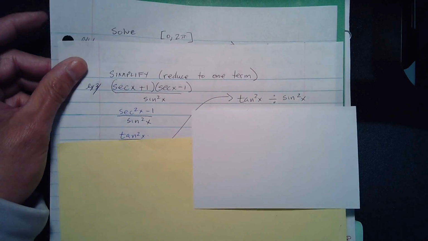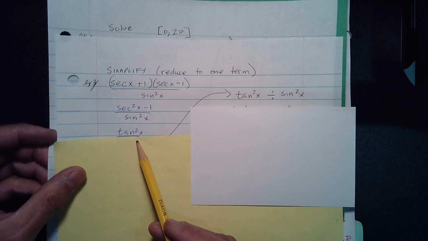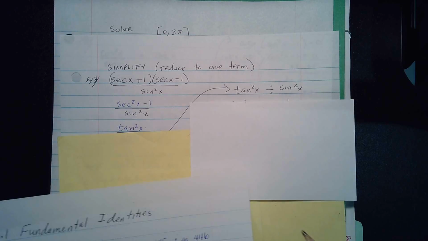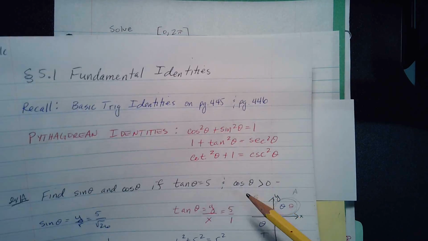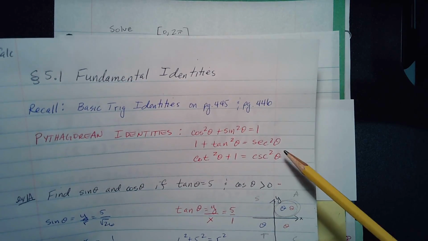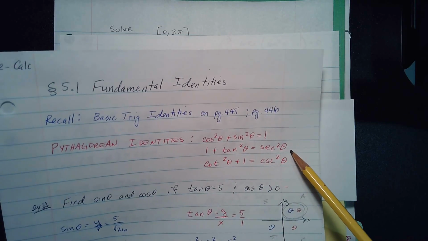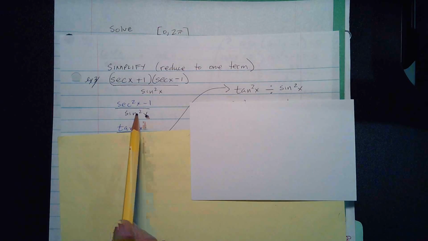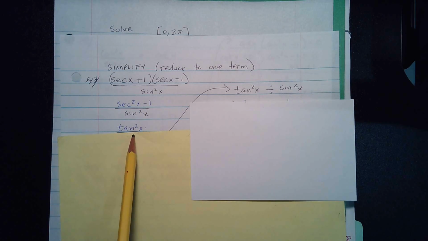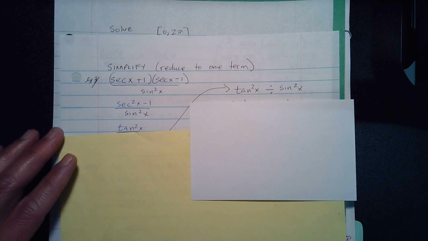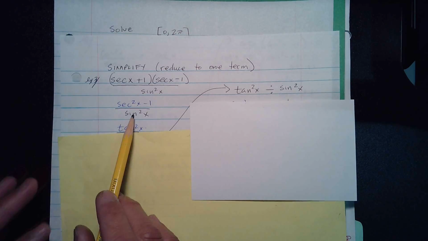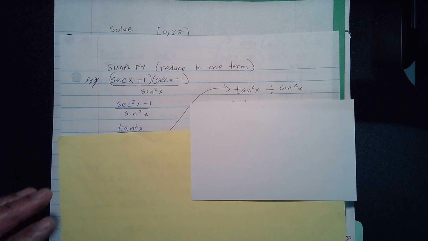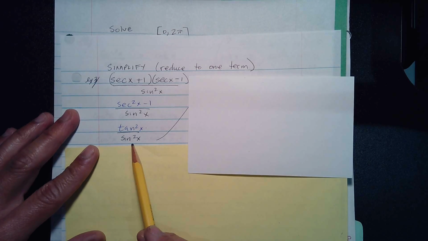Next, secant squared x minus 1 is equal to tangent squared x. Remember, it was a Pythagorean identity. So right here, secant squared theta, if you put minus 1, you get tangent squared theta. So that's where that comes in. So secant squared theta minus 1 is tangent squared x, all right, over sine squared x. Well, secant squared x minus 1 is tangent squared x over sine squared x.